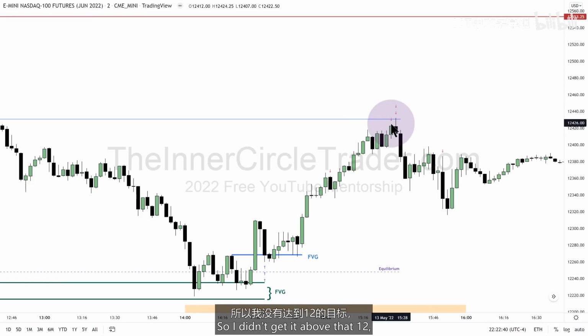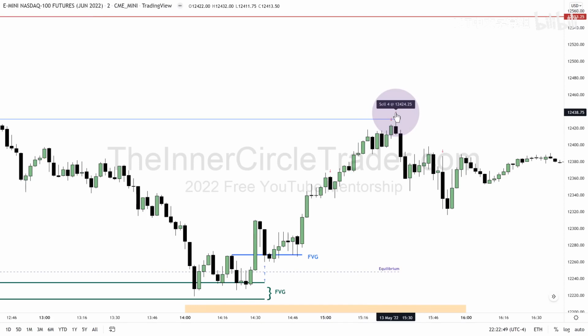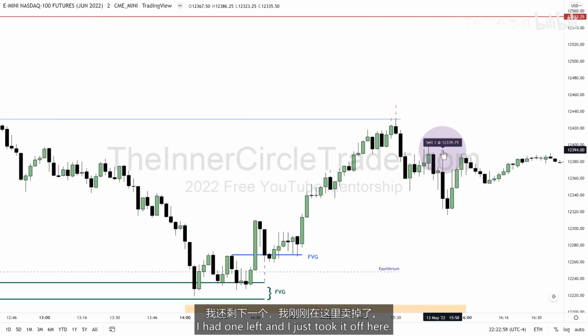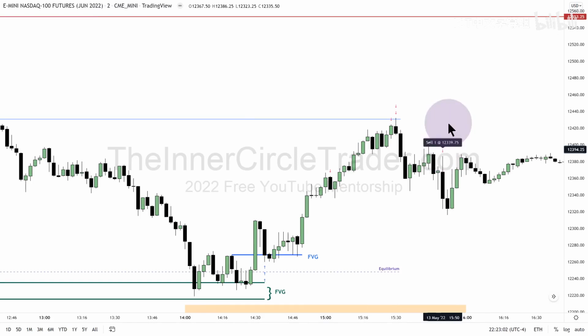So I didn't get it above that 12,430 level I was trying to aim for. So I missed it there. And then I closed more here and here. And then finally, late in the day, I had one left and I just took it off here. Okay. So that's the business there.